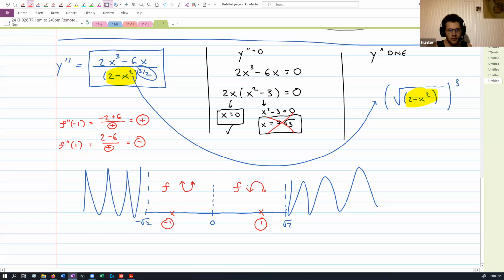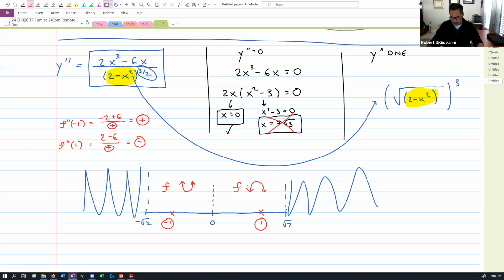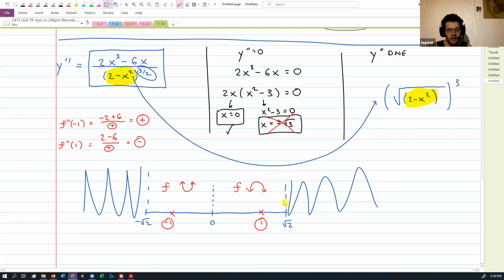Shouldn't that be inverted? What? Your concave up and your concave down? What do you mean inverted? I'm not sure what you mean. Shouldn't it be concave down on the left and concave up on the right? At -1. Oh, wait, nope, never mind. Yeah, okay. I'm misreading. At -1, we had a positive, so concave up. At 1, we had a negative, concave down.